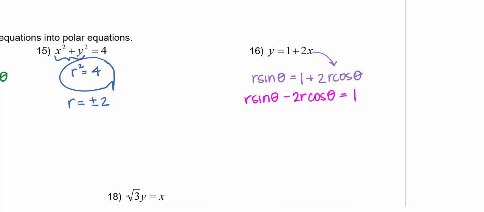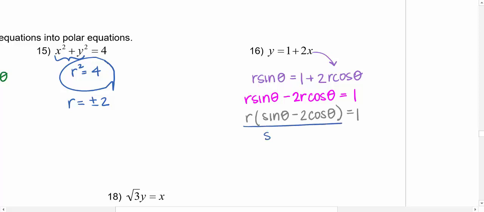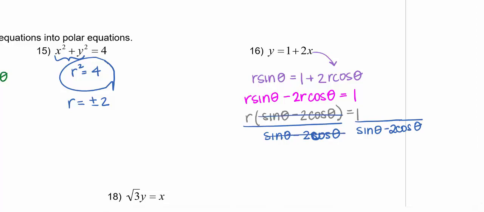Then I can factor the r out. And I can divide by what I'm multiplying r by. So sine theta minus 2 cosine theta. So this will divide to 1. So I have r equals 1 over sine theta minus 2 cosine theta.